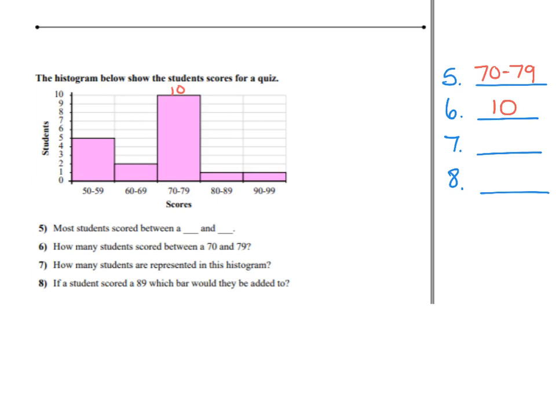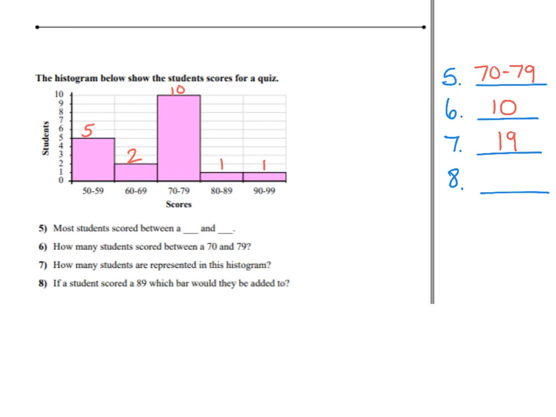Number 7 says, how many students are represented in the histogram? All right, gotta add these up. 5, 2, 10, 1, 1. So 5 plus 2 is 7, plus 10 is 17, plus 1 is 19.